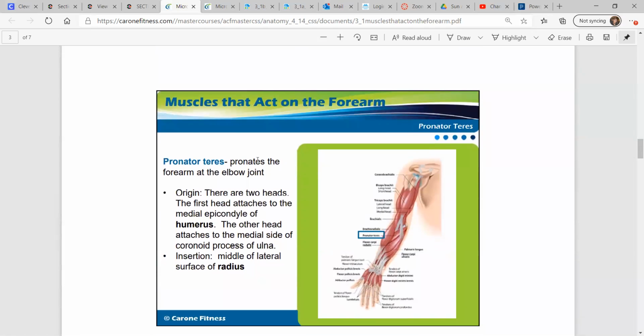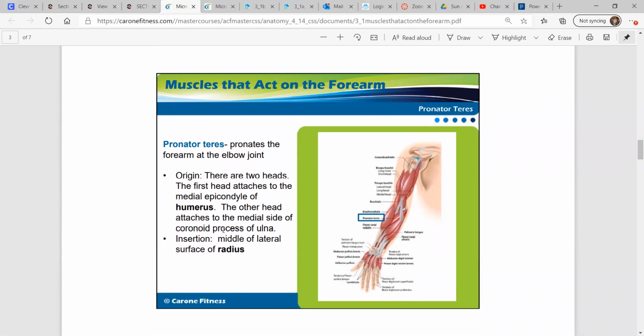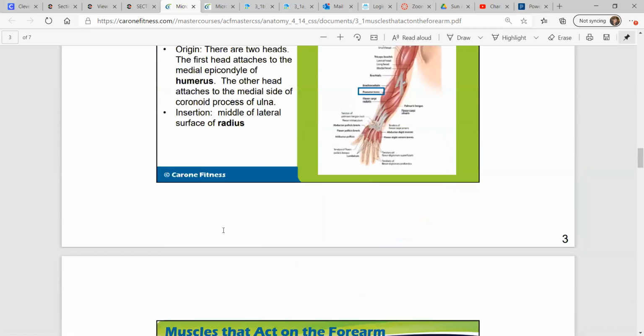Pronator teres pronates the forearm at the elbow joint, so pronator pronates. The origin, there are two heads here as well. The first head attaches to the medial epicondyle of the humerus. The other head attaches to the medial side of the coronoid process of the ulna. The middle of the lateral surface of the radius is the insertion point.